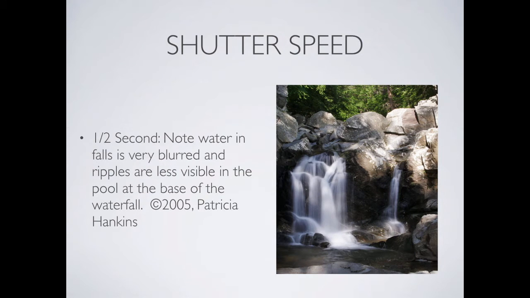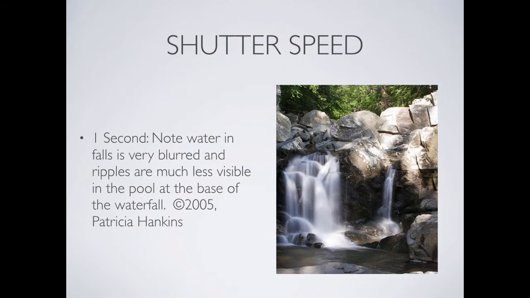Let's go to a half second. The waterfall is getting much wispier. We're not seeing any of the individual drops anymore. We're starting to get long streaks. Here, the ripples are starting to smooth out at 1/2 second. If we go to 1 second exposure, the ripples are almost entirely gone. That's starting to get really smooth. Again, this is getting very smooth. We're also starting to get way too exposed up in here. We're starting to lose detail in the rocks.